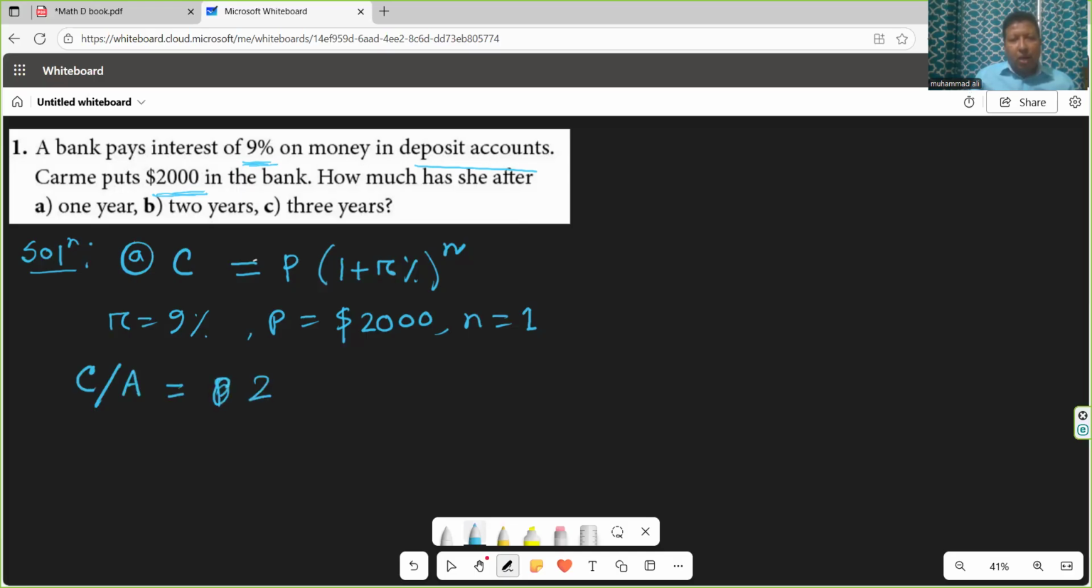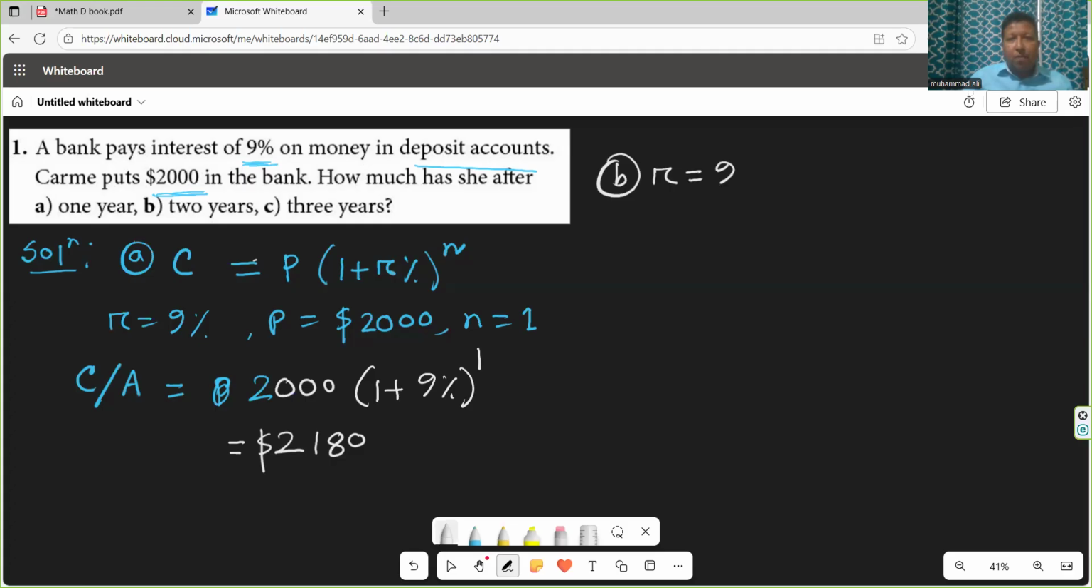So the amount, we can write, is P, which is 2,000, times (1 plus R%), 9%, to the power N, which is 1. If we press the calculator, we will get $2,180. The first one is $2,180.